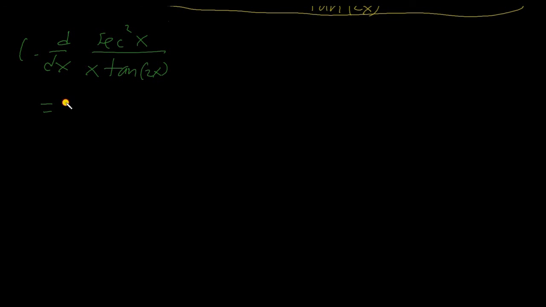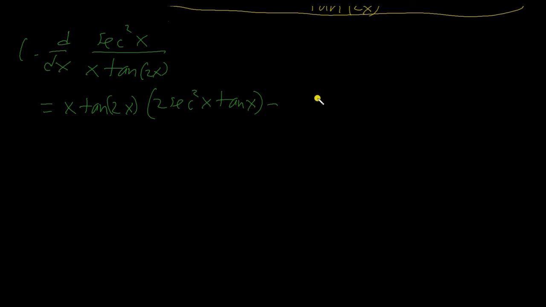So we're going to have the bottom, x tangent of 2x, times the derivative of the top. Again, we already said that the derivative of secant squared is going to be 2 secant squared x tangent of x. That's from part A.